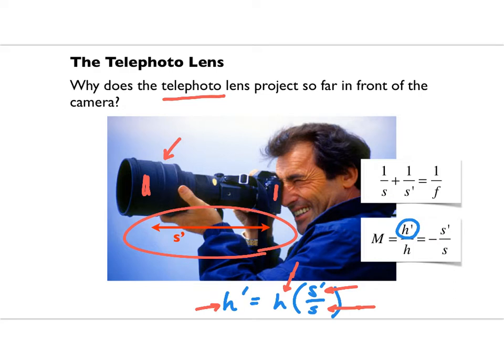I have a camera that has a zoom lens on it, and when I put a zoom lens on it, the camera sends the lens further out. My lens sticks further and further out the front of my camera. And that has to be true because I have to make S prime big in order to make H prime big.